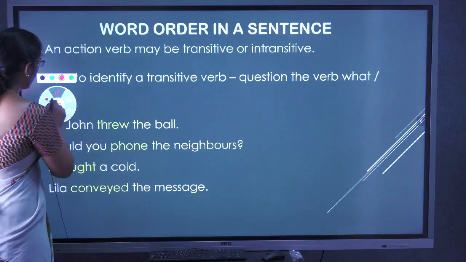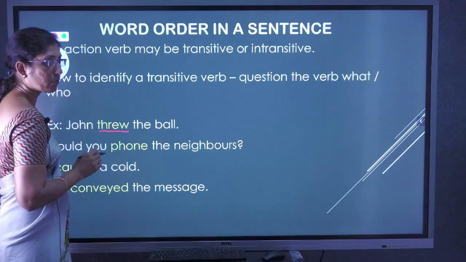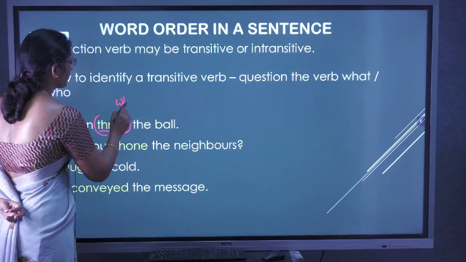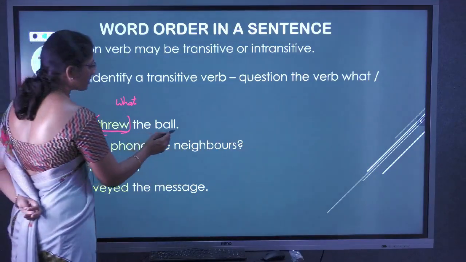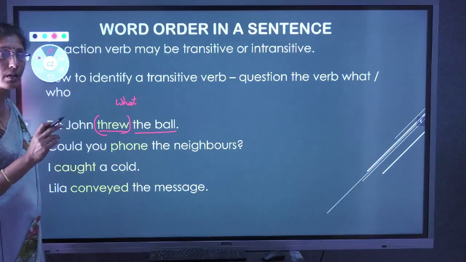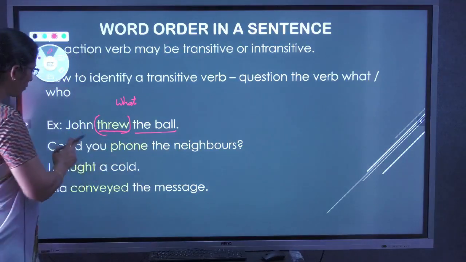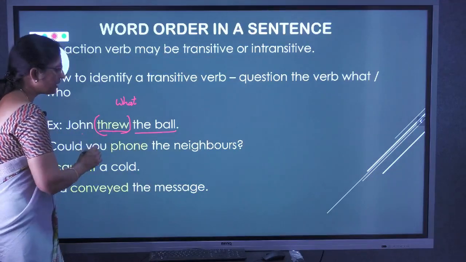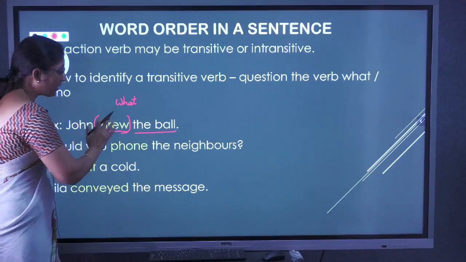Take this one. John threw the ball. You don't know whether it is a transitive verb or intransitive verb. Just ask a question. What? What did John throw? Then you will get an answer, the ball. So you can say that throw is a transitive verb. It needs an object. Okay? So here the sentence is complete. A subject is here, a verb is here, and an object is here. So that the communication will be communicated properly.